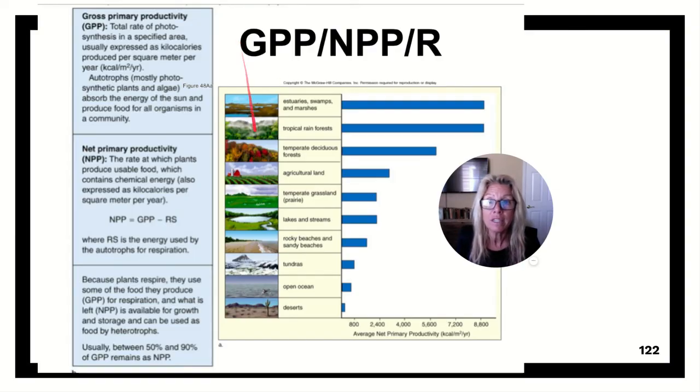So you can see here, we're looking at your net primary productivity and where we have the most amount of either nutrients through food or oxygen production. And you can see the importance of estuaries, swamps, and marshes, which a lot of times people go, not important. And then the tropical rainforest, right? Temperate deciduous forests. These are very, very important to us.